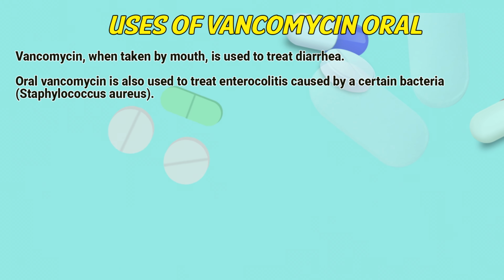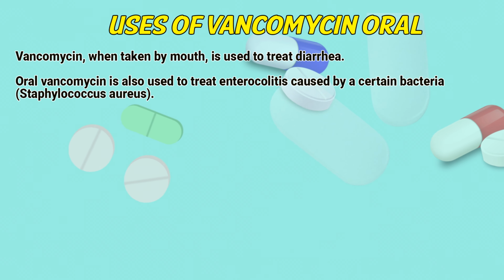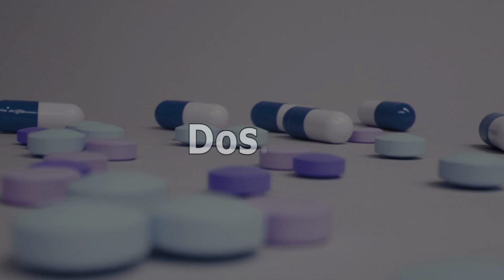Uses of vancomycin oral. Vancomycin, when taken by mouth, is used to treat diarrhea. Oral vancomycin is also used to treat enterocolitis caused by certain bacteria.